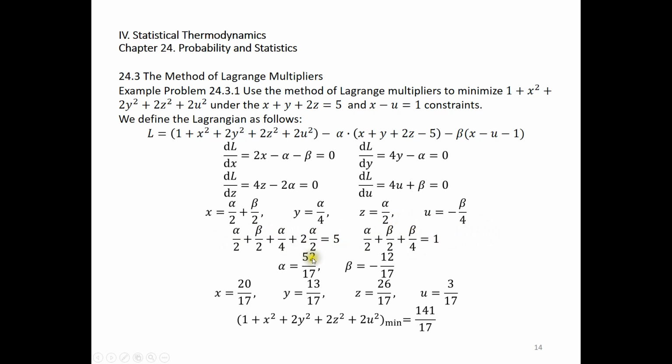We can solve them. So alpha has to be 52 over 17, beta has to be negative 12 over 17 to satisfy both constraints. Now we have the values of alpha and beta. We plug them into these expressions of x, y, z, and u. We get the values of x, y, z, and u. And then we can determine the minimum value of this function under these two constraints right here. Of course, you can try some other combinations. You will get a value greater than this.